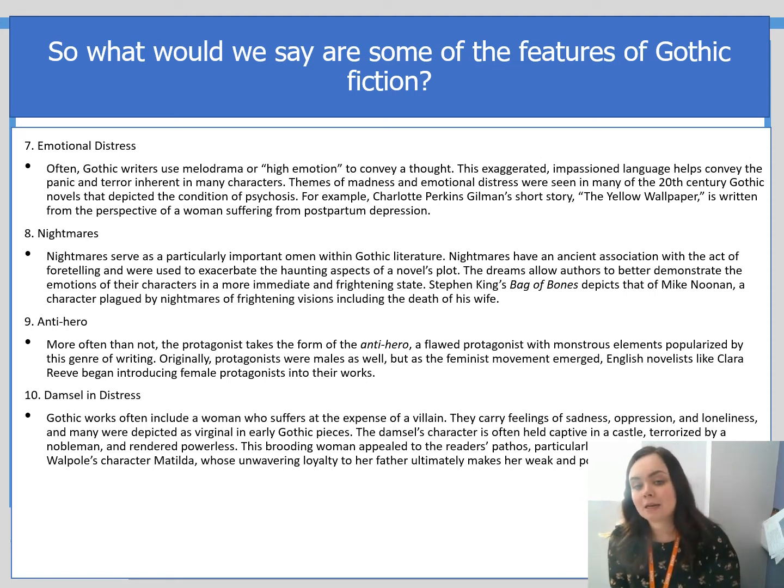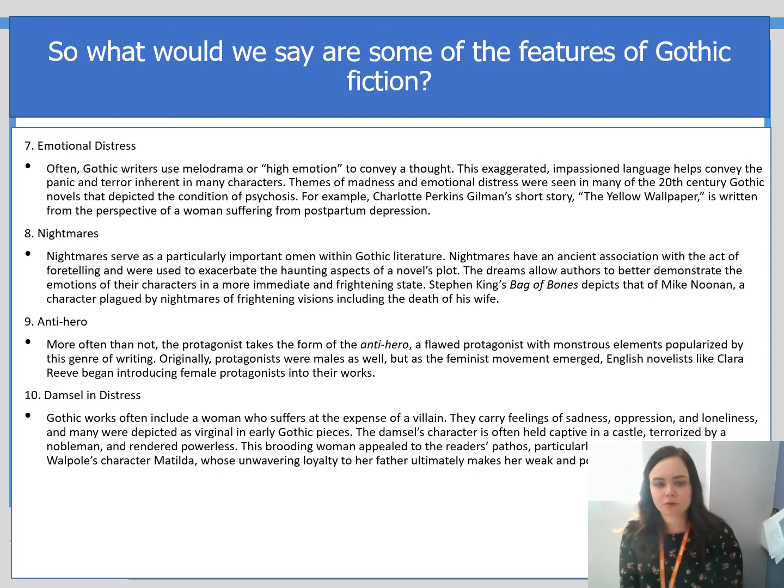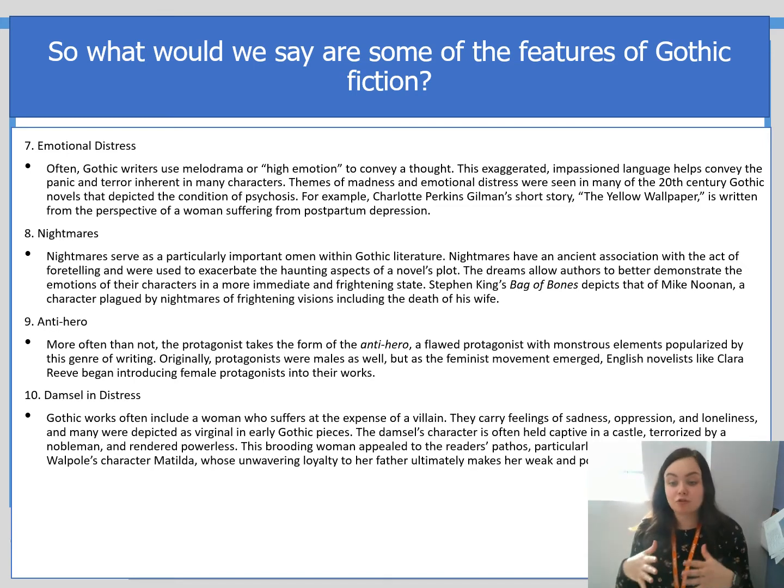Themes of madness and emotional distress were seen in many of the 20th century Gothic novels and depicted the conditions of psychosis. For example, Charlotte Perkins Gilman's short story The Yellow Wallpaper is written from the perspective of a woman suffering from postpartum depression. So the idea was that it's not just about things being scary or terrifying. It's about the fact that they create an exaggerated emotional response.